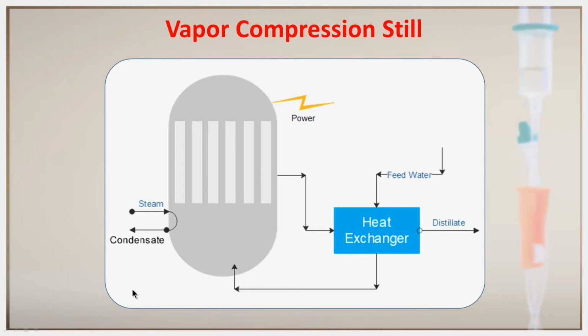Then it passes through the steam and condenses on the outer surface of the tubes to get the distillate, and the heat which is released at the time of condensing the vapor is utilized as a source of heat to boil the feed water in the second cycle. So, this is all about vapor compression still.